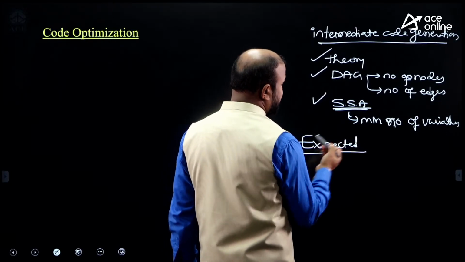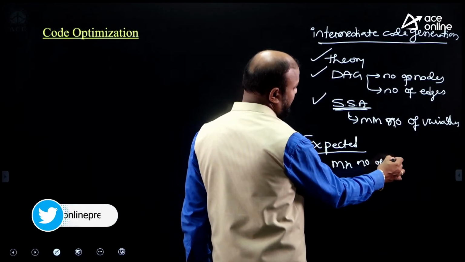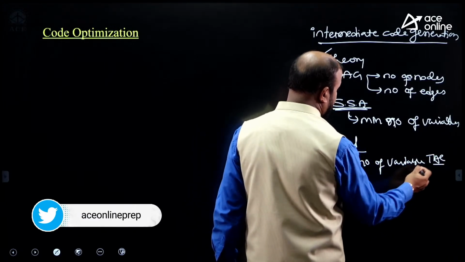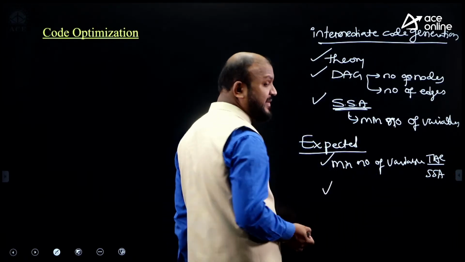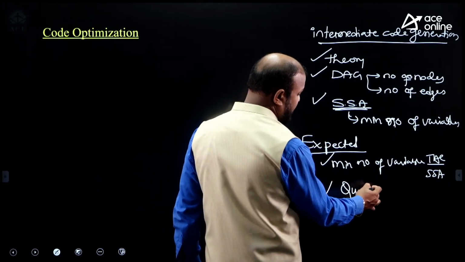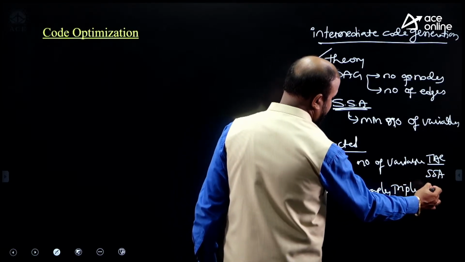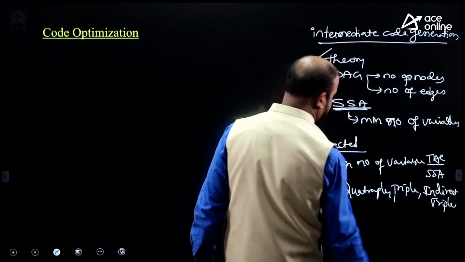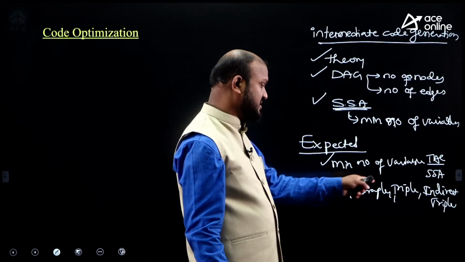The expected type is the question on the minimum number of variables required in TAC, or the minimum number of variables required in SSA. Questions were not asked on the implementation of 3-address code. Implementation of 3-address code is done by using quadruple, triple, indirect triple. On this concept, questions were not asked. So there is a scope of asking questions.